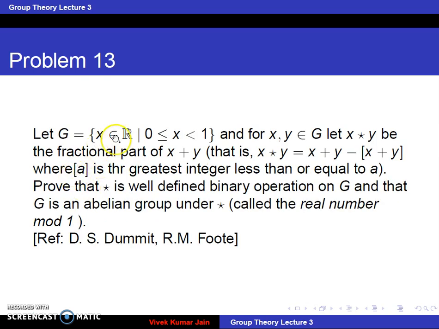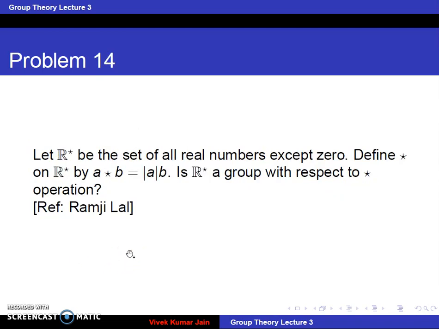Now problem number 13. Let G be the set of x in R such that x is greater than or equal to 0 and less than 1, and for x, y in G, let us define an operation star, x star y, to be the fractional part of x plus y. Fractional part means we will add x and y and subtract the greatest integer less than or equal to x plus y. Now we have to prove that star is a well-defined binary operation on G, and G is an abelian group under star, and this group is called the real numbers mod 1 group. This problem has been taken from the book of D.S. Dummit and R.M. Foote.